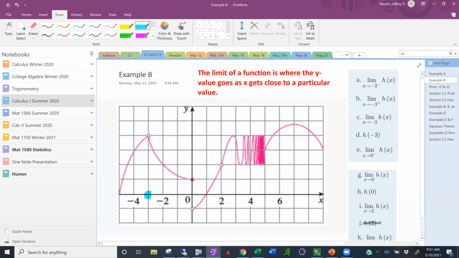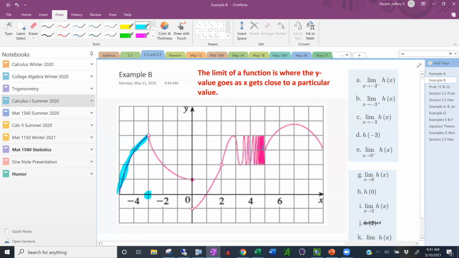So getting close to -3 from the left, you're coming up this way. What y value am I getting close to? Now, you're not necessarily touching -3, you're just getting close to that. So what y value am I getting close to? 4. Yeah, 4. So the limit as x approaches -3 from the left of f of x is 4. Perfect.